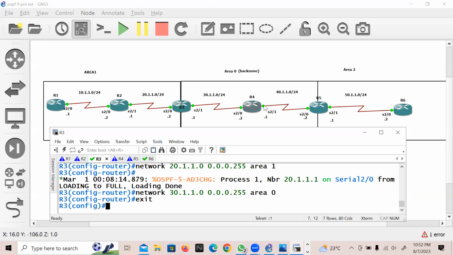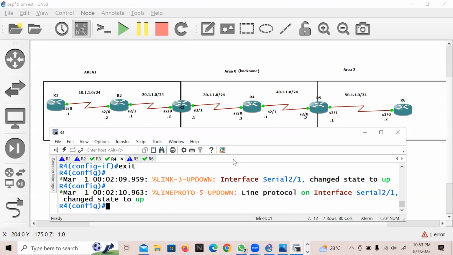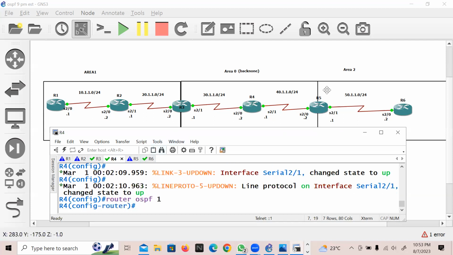Now R4 is simply in area 0, no need to do anything. Router ospf 1. And how many networks on R4? 30 and 40.